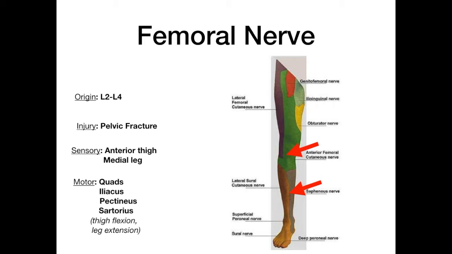So the femoral nerve itself provides sensory innervation to the anterior thigh from the anterior femoral cutaneous nerve, which is a direct extension of the femoral nerve. But as that femoral nerve goes down further, it actually gives off a branch which is called the saphenous nerve. And the saphenous nerve is what provides sensory innervation to the medial leg, which is that bottom red arrow that you see on the side of this slide.